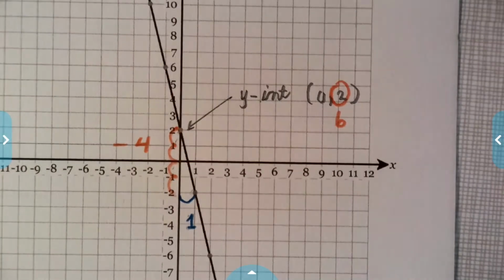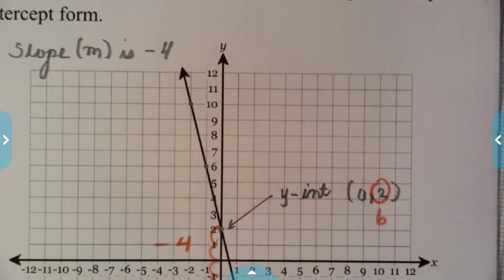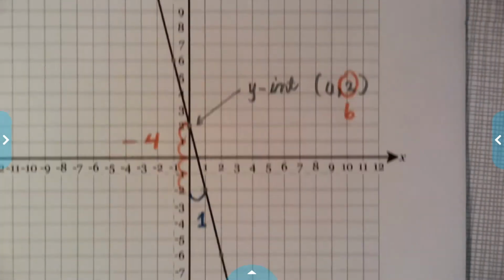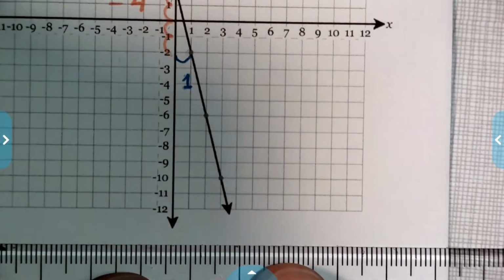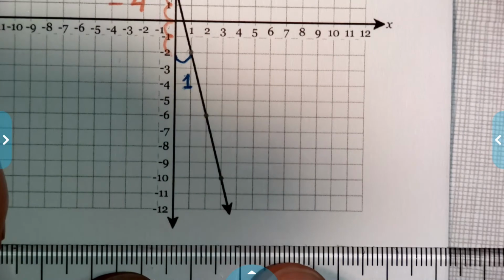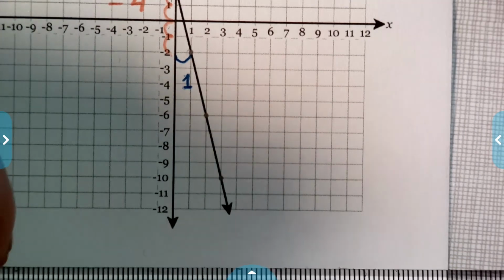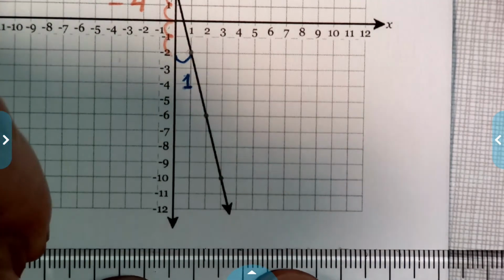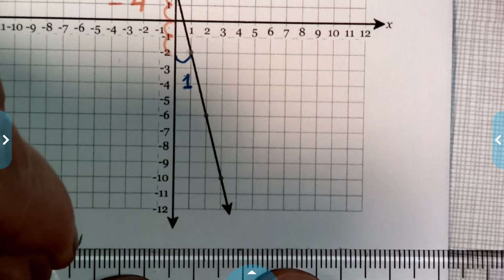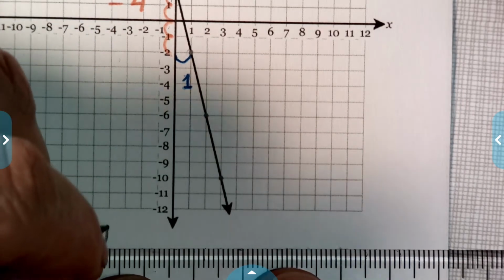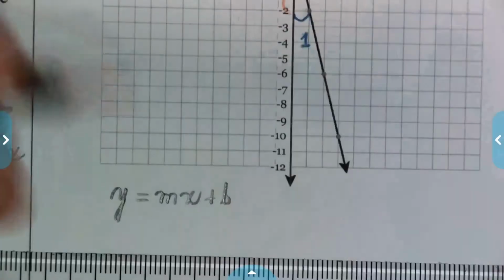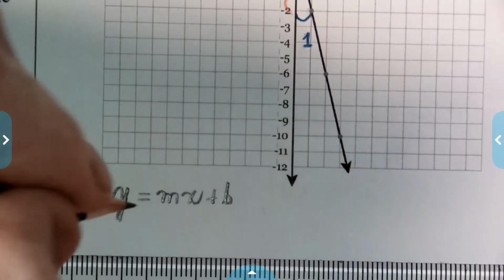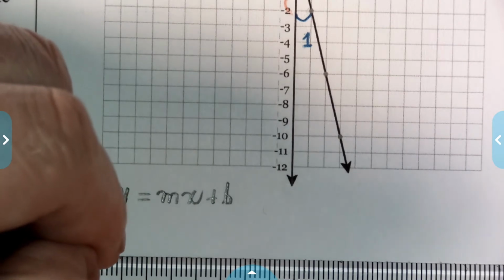So y equals mx plus b. We've got them both. We got m is -4 and b is 2. So we can write our equation in the form y equals mx plus b. We're going to write y equals -4x plus 2.